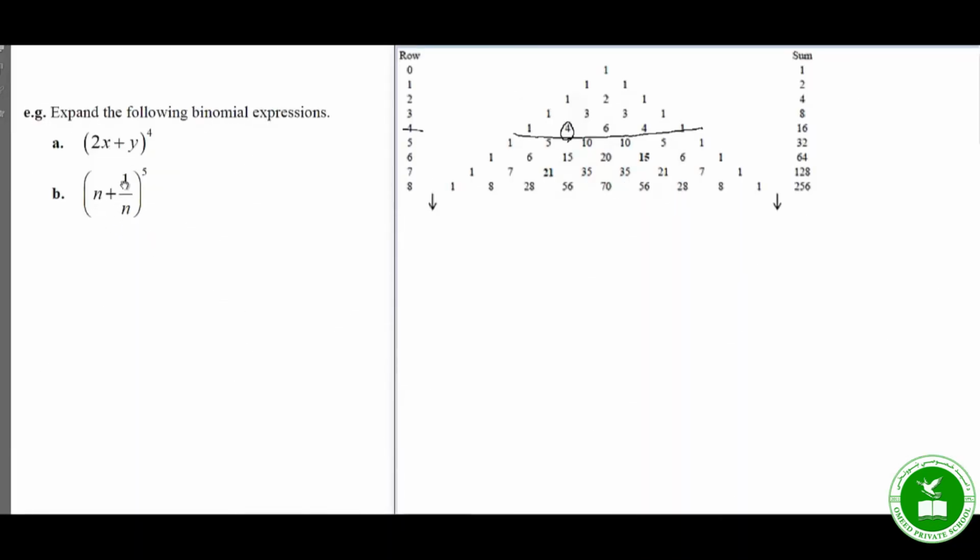Let's solve the b section, (n + 1/n) to the power of 5. Let's expand it. By using Pascal's triangle, we can expand it. (n + 1/n) to the power of 5 is equal to: what are the coefficients for the power of 5, or n equal to 5? We look at the entries related to row 5. The entries are 1, 5, 10, 10, 5, 1. And at the same time, they are the coefficients of this binomial expansion that we are expanding right now. So 1 times the first term, which is n to the power of 5 times (1/n) to the power of 0.